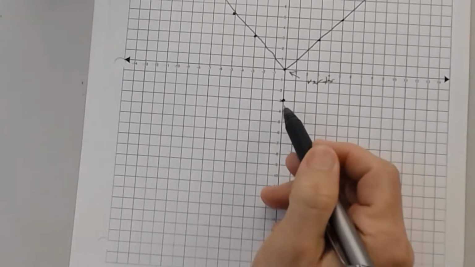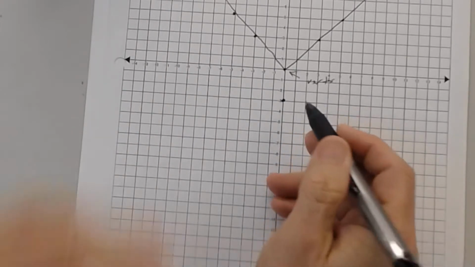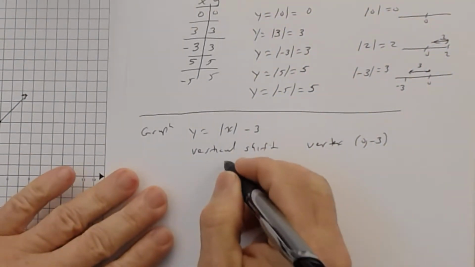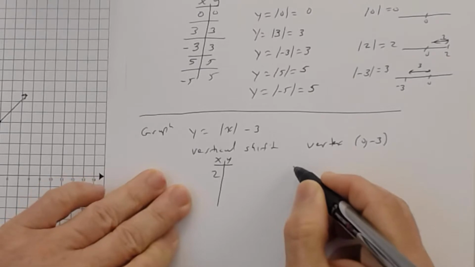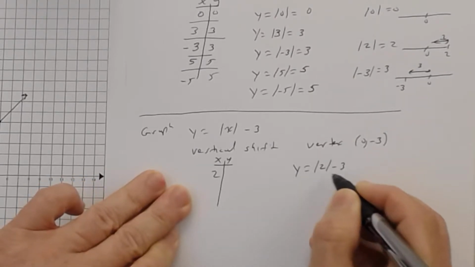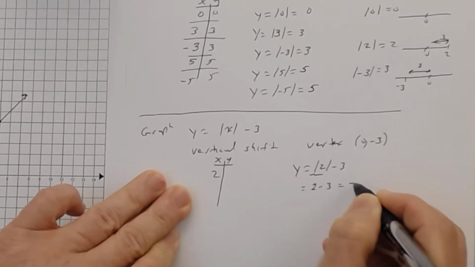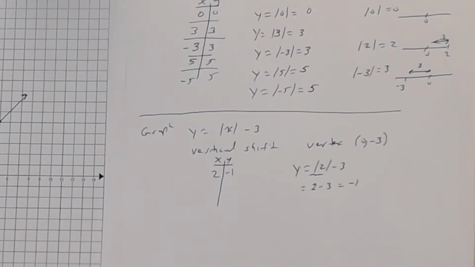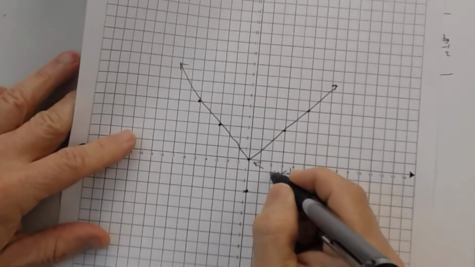Give me an x value that's to the right of x equals 0. 2. All right, so if x is 2, I'm going to use a t-table. If x is 2, I get y equals absolute value of 2 minus 3. What's the absolute value of 2? 2. And what's 2 minus 3? Negative 1. So I plot the point 2, negative 1, which is right here.